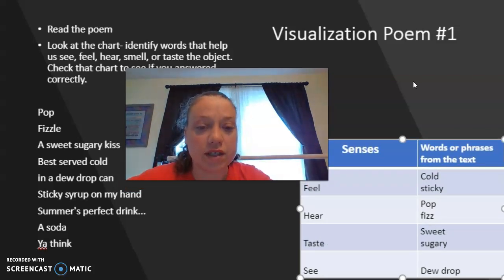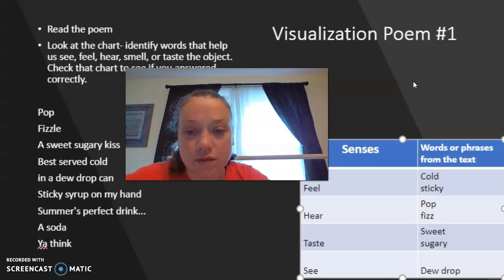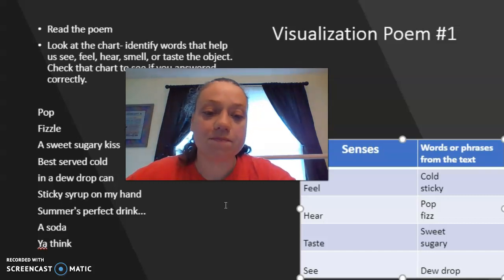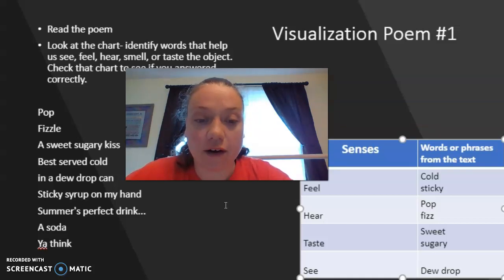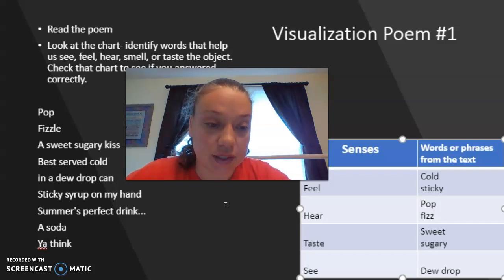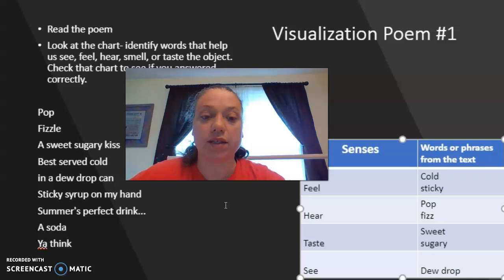All right, so visualization poem number 1. What we're going to do is read the poem over here, and then think of words or phrases, sensory words or phrases, that help us visualize what the object is in the poem. And then, if we were in school, we would write them in a chart. Today they're already written in the chart for you, so we're just going to look and see if our ideas match what's in the chart. Okay, so this is just a practice.